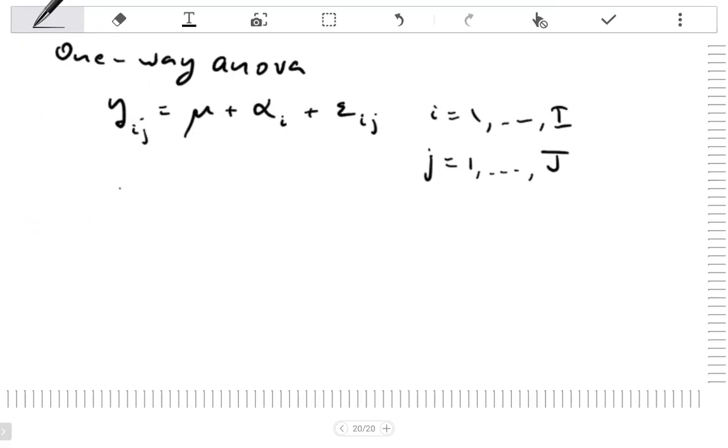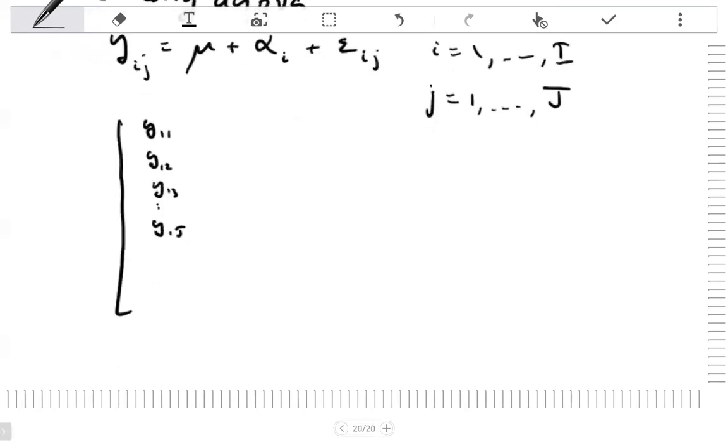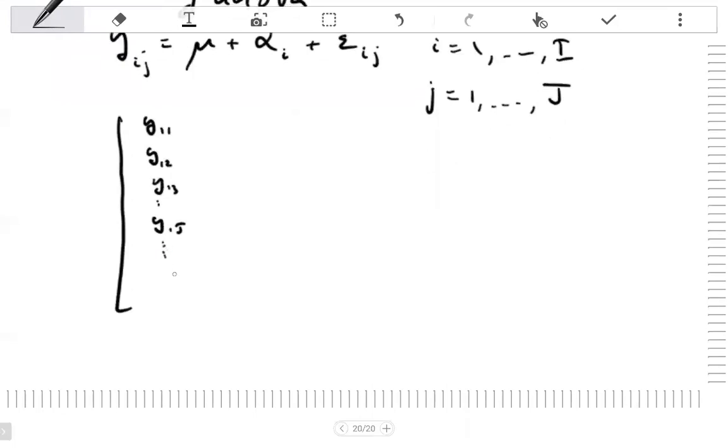We can write this up by ordering these y's. So y11, that's the first measurement of group 1, second measurement of group 1, and so forth, up to the jth measurement of group 1. And then we do this for the second group, third group, and so forth, and we finally end on the last group. We do yij here.